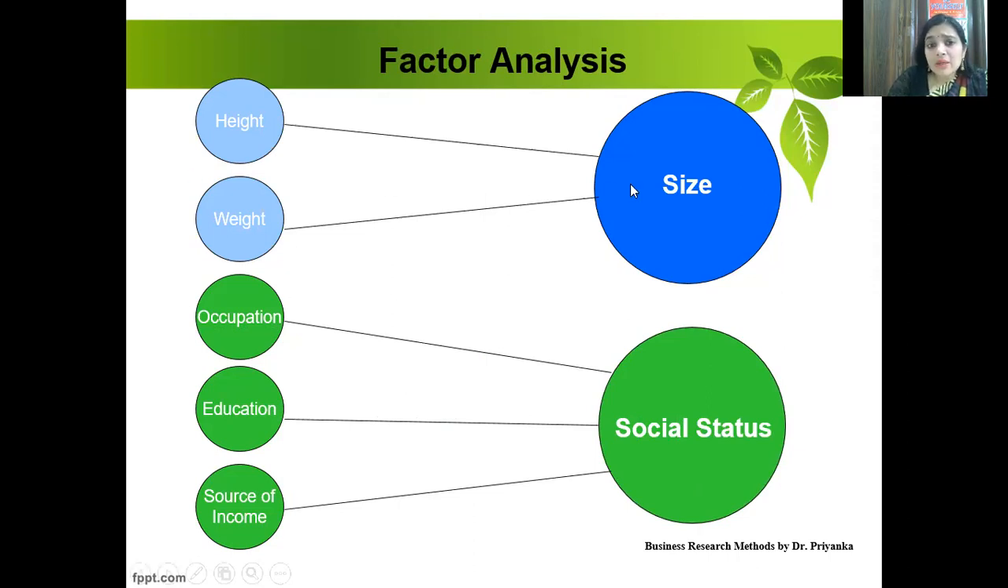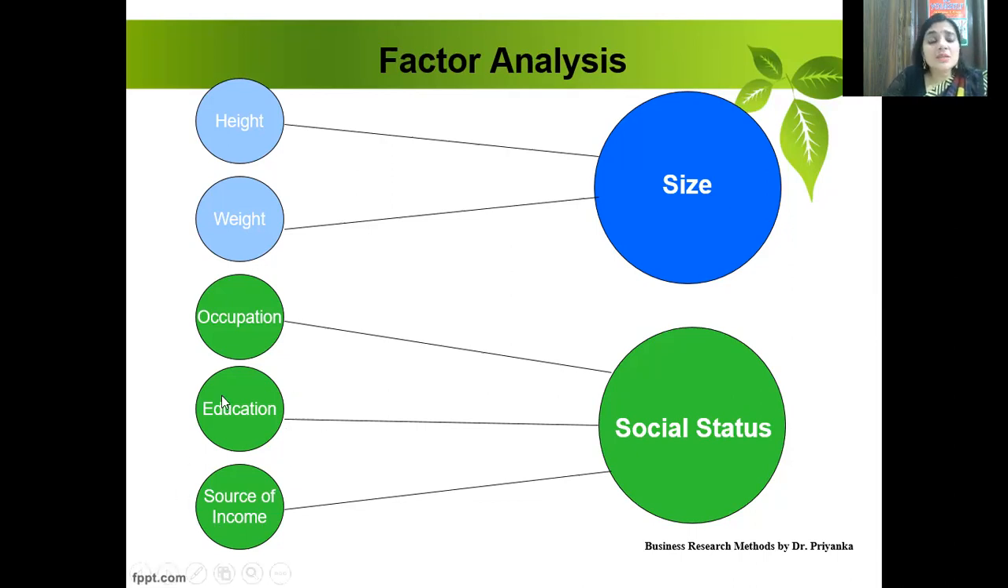then you'll conclude that size can fit with height plus weight, and your occupation, education, and source of income would make up social status, because source of income has nothing to do with height in most jobs, right? Source of income has nothing to do with weight unless you are doing some physical work, right? In the same way, occupation doesn't have any relationship with height and weight unless you are going into modeling or something like that.